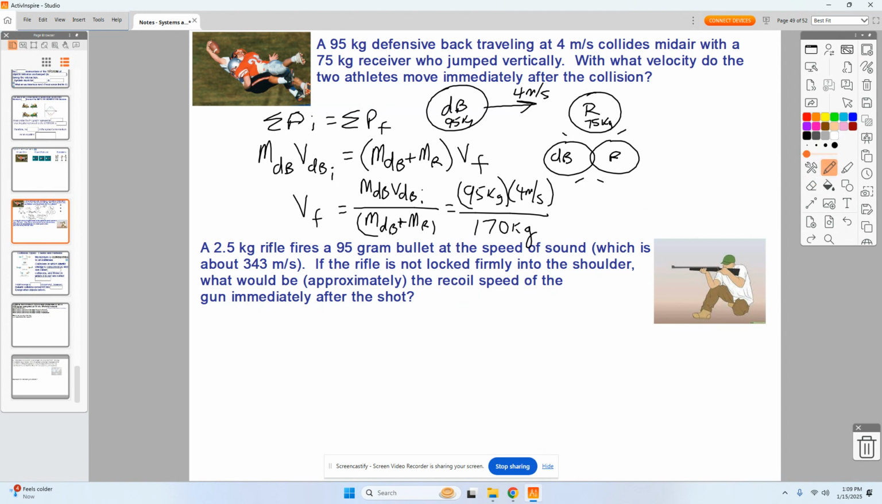So these things would then move with a speed that's less than it was before, but they have the same momentum. Prior to the collision and after the collision, momentum is the same. That's how you solve a hit-and-stick kind of problem.